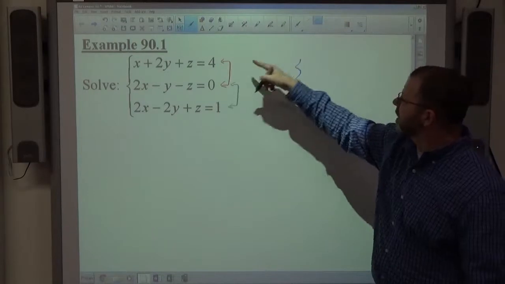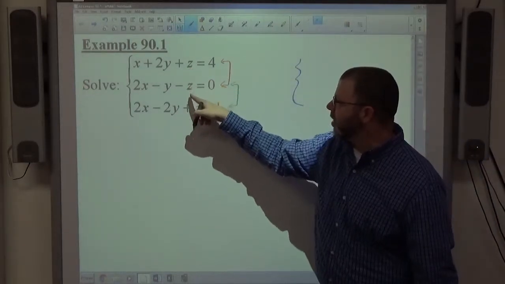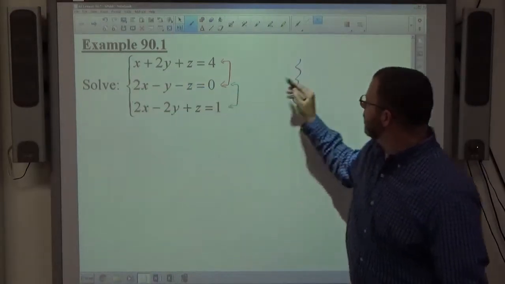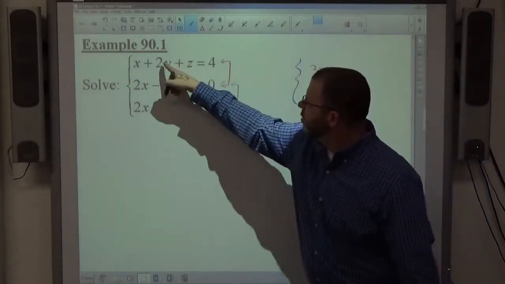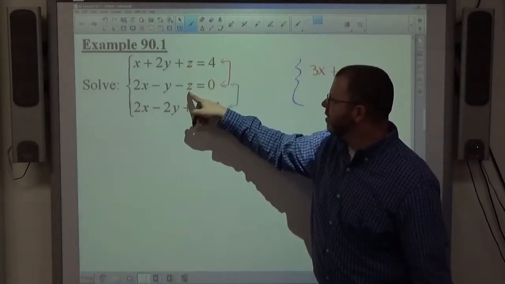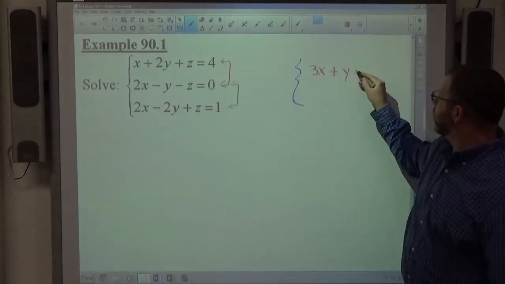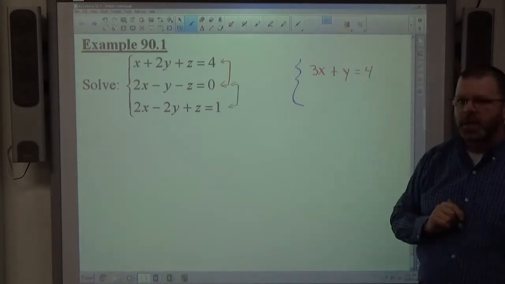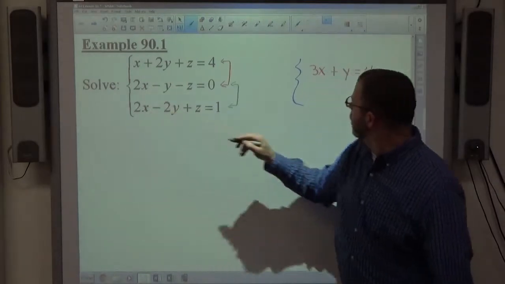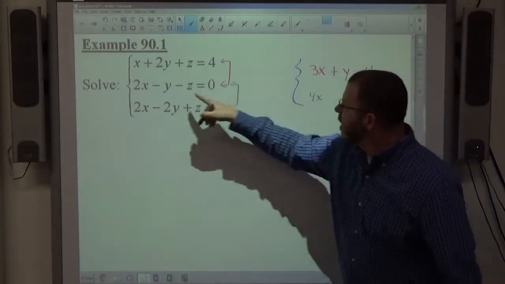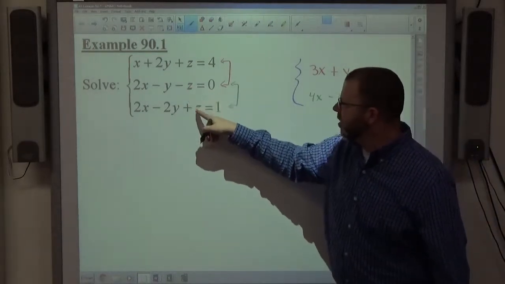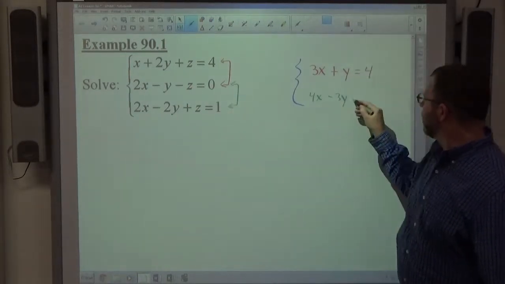So if I take the top 2 equations and add them together in their current state, z and negative z are going to cancel. I get x plus 2x makes 3x. 2y minus 1y is equal to plus 1y. Z minus z cancels, equals 4 plus 0, which is 4. If I add the middle equation to the bottom equation, 2x plus 2x makes 4x. Negative 1y, negative 2y make negative 3y. Negative z plus z cancels, and 0 plus 1 makes 1.